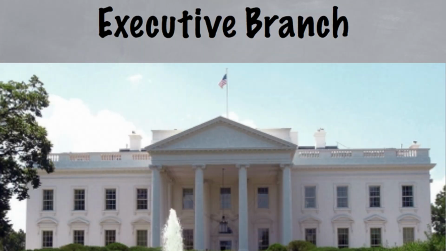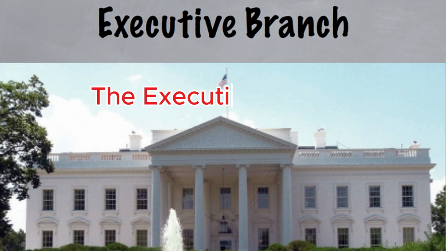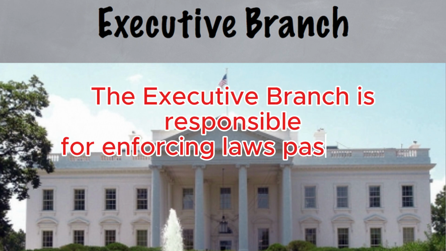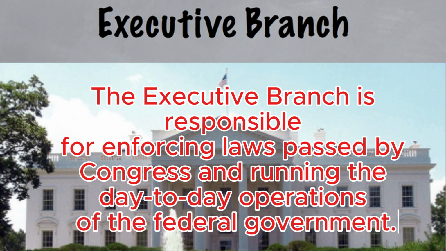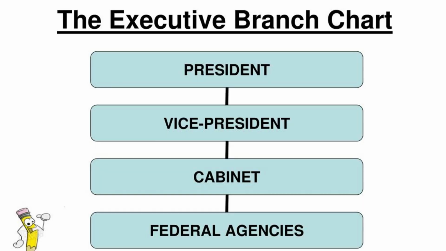Now, let's zoom into the executive branch. The executive branch is responsible for enforcing laws passed by Congress and running the day-to-day operation of the federal government. This executive branch has the president, vice president, cabinet, and federal agencies. The President is the head of state and government, who leads this branch. The Vice President supports the president and may take over if needed.